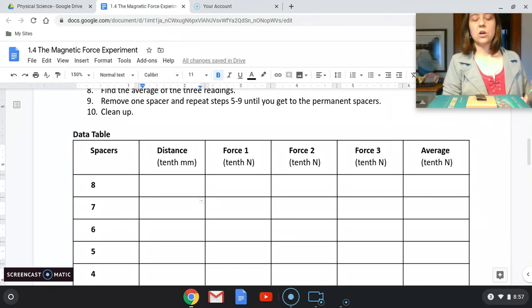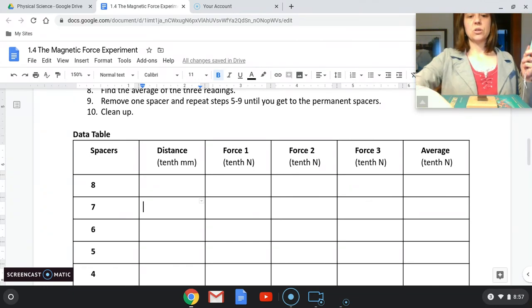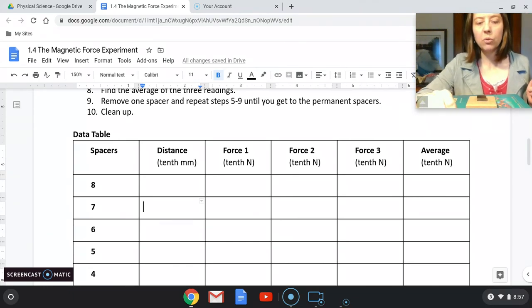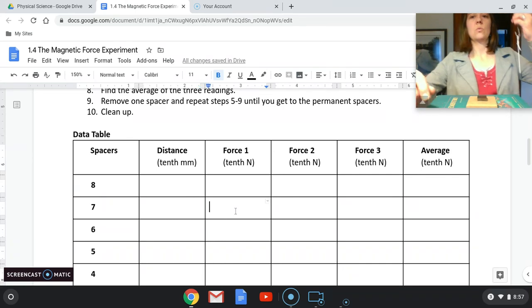Question for you is, will the force increase or decrease now that we have a smaller distance? So let's start out with our distance. We have 1.1 times 7 spacers, and put your answer right there, and make sure you put a unit. And let's do force 1.